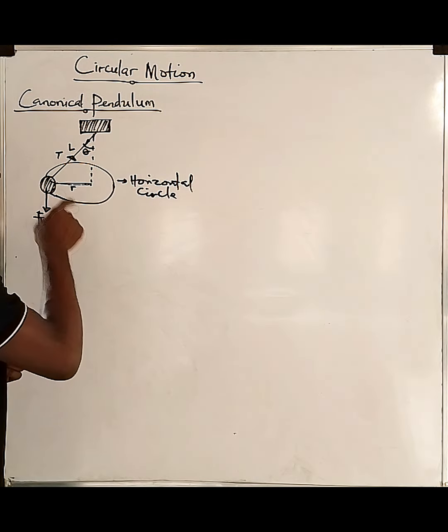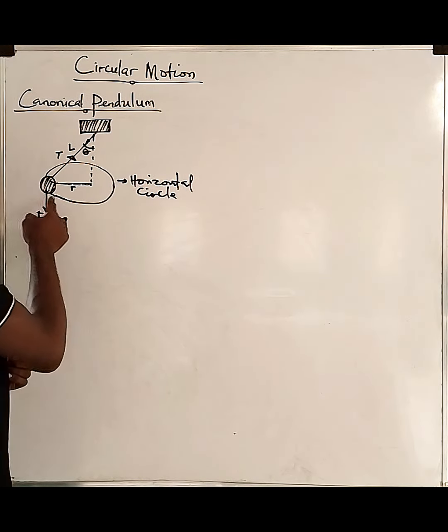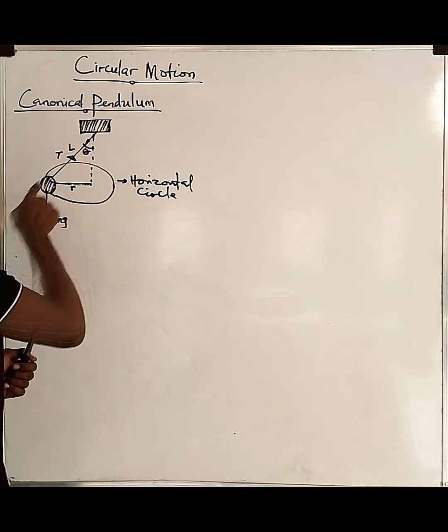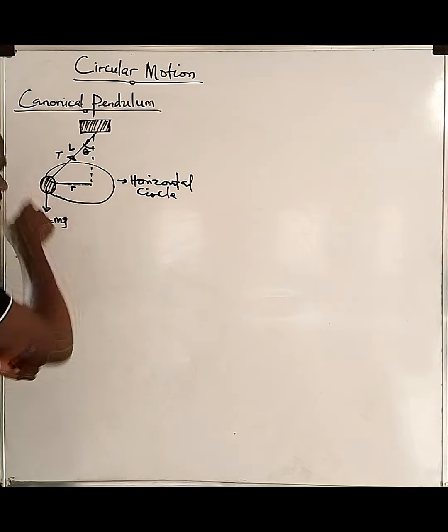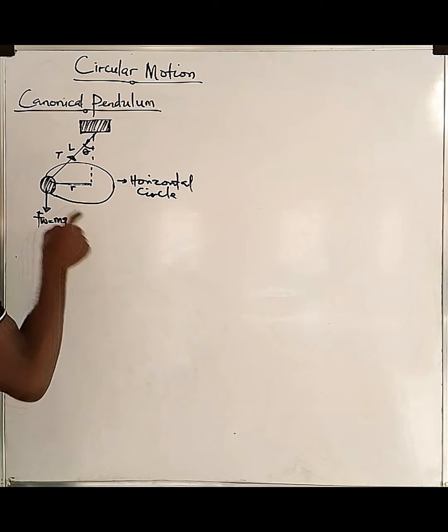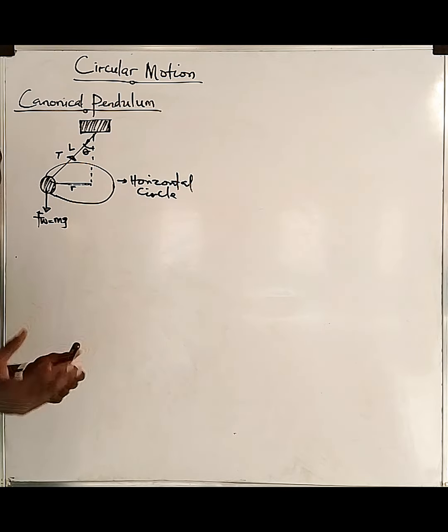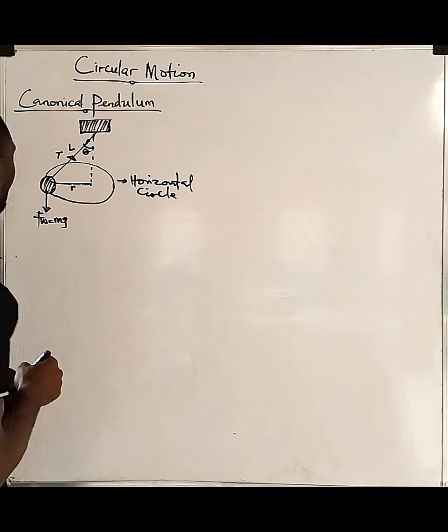What brings about the centripetal force here, that is the force that keeps this body moving in a circular path, is the tension in this very string. It's the tension that makes this body keep oscillating. It's not gravity. So now, how do we explain that? We're going to explain that, and also derive formulas for this.